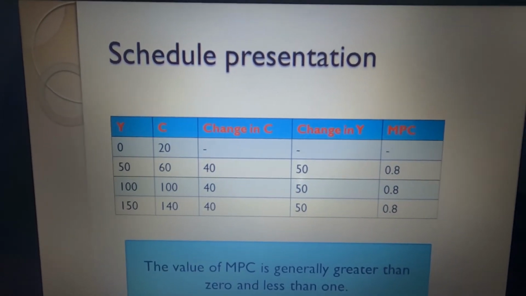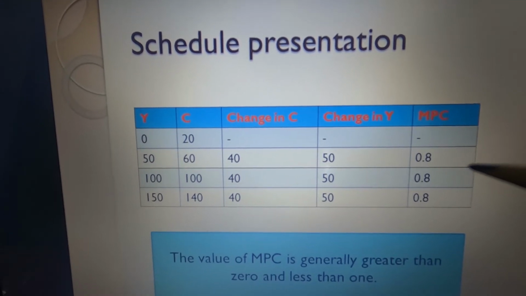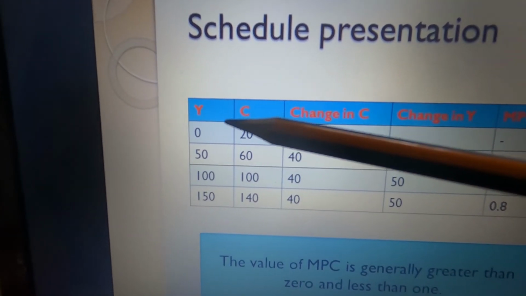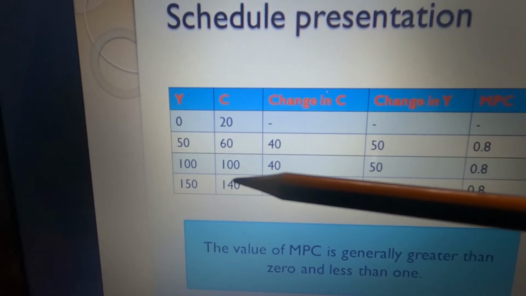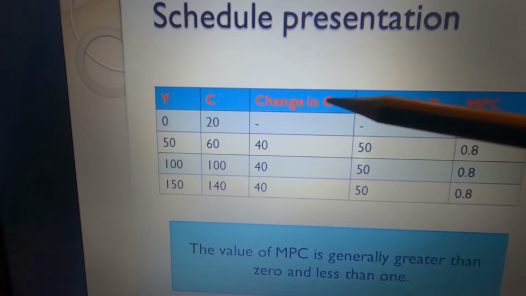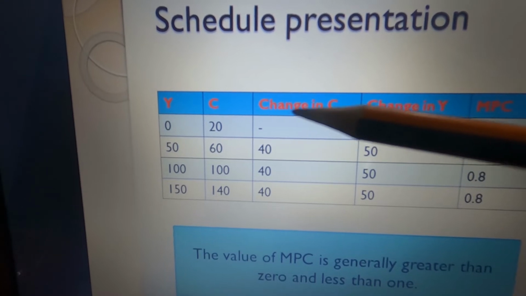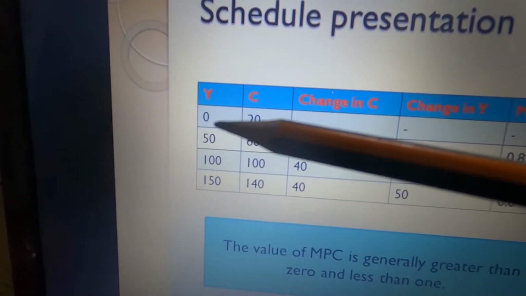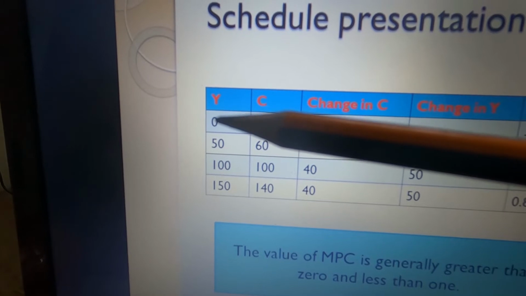Now, schedule presentation of MPC here. So we have to see here how to compute MPC. We have seen the formula, right? Now, using that formula, we have taken here the same schedule. Y 0, 50, 100, 150. Consumption is given like this. Now to find out MPC, we need to find out change in C first. When we are going to find out the change in C, there is a 0 here, so here we cannot see any change.